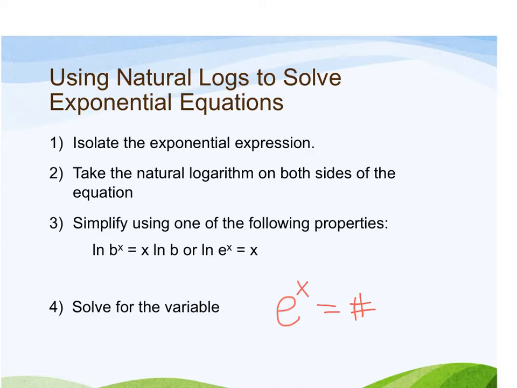That e has to be isolated first. So the first thing you're going to do is isolate the expression and then take the natural log of both sides of the equation. Simplify using one of the following properties. You're either going to be doing ln of a base to the exponent, in which you can cancel through the bases and keep the exponent, or if you have ln of e to the x, same thing here. This can either be moved to the front to give you this statement, or this can be canceled to give you this. Either way, you're dealing with ln and e's, and then you'll solve for the variable.